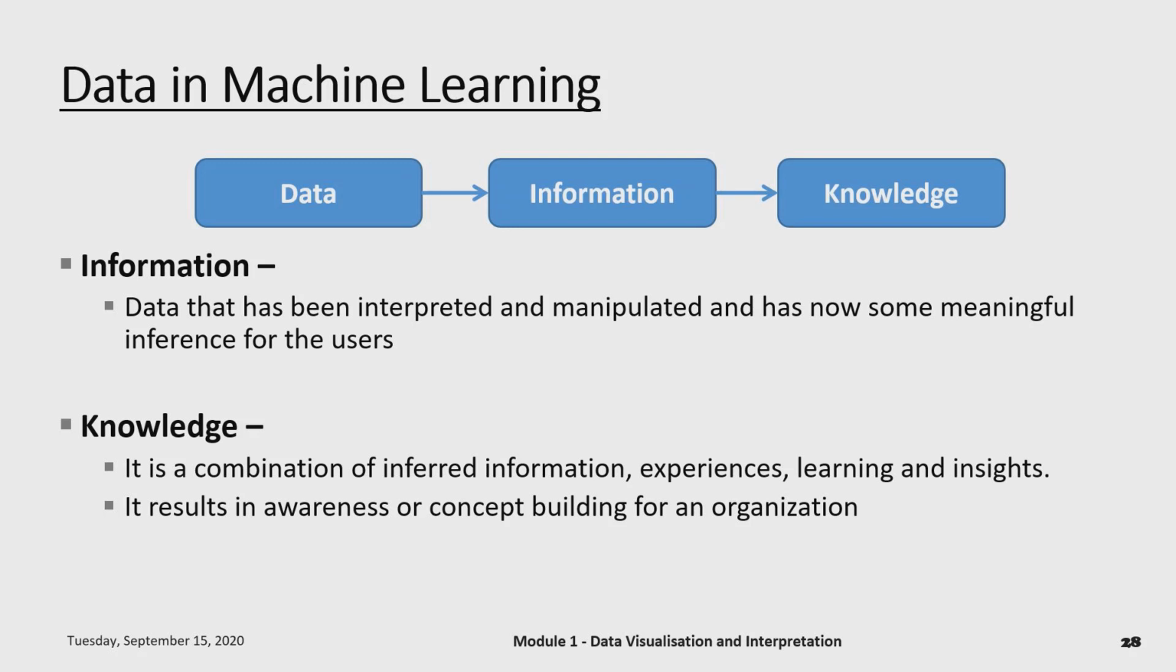So what is knowledge? It is a combination of inferred information, experiences, learning and insights, right? It results in awareness or concept building for an organization, right? So where does it come from? It comes from information, right? And what is information? It is an extraction or some manipulation of the actual unstructured data I was having, right? So I need to reconstruct my data so as to get information, and when I implement it to build up a model, I convert that information into knowledge. Okay.